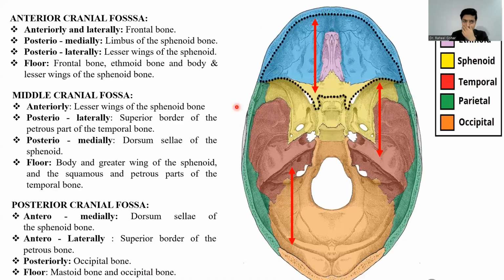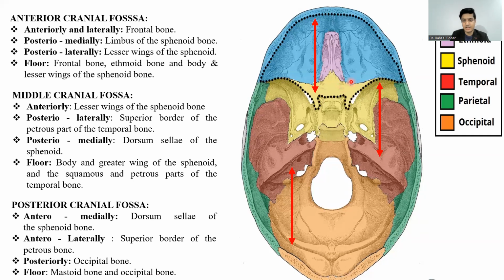So there are basically three cranial fossas. Now, what are the cranial fossas? We have the skull cavity. This is the cranial vault, and we have the base where our brain is sitting. If we remove the vault of the skull and look inside, there is a brain. We have removed the brain as well. Now we are seeing the base of the skull.